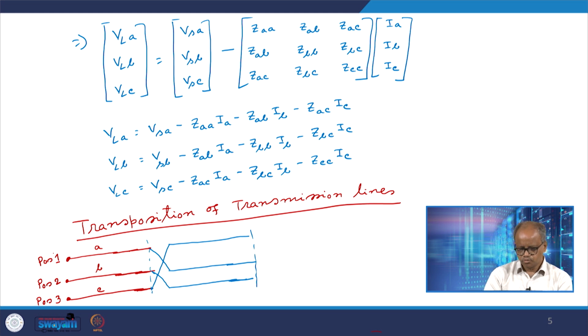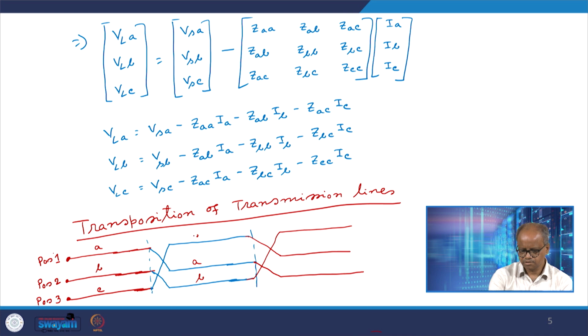So, after some distance, phase A will come into this position, phase C would come into this position, and phase B would go into this position. So, therefore, this is A, this is B, this is C, and then this is now B, this is C, and this is A. So, you see, the total length is, let us say, L.